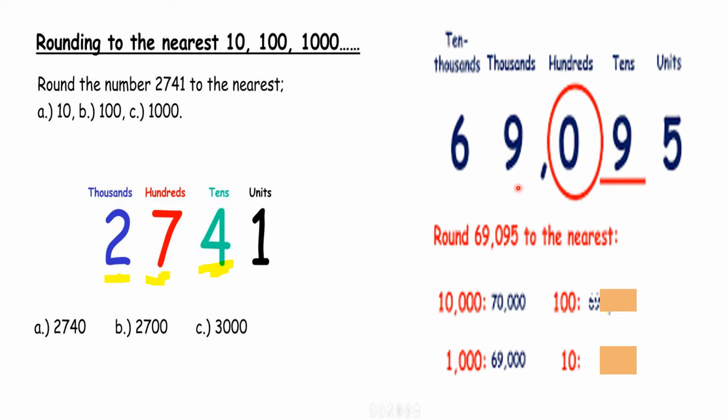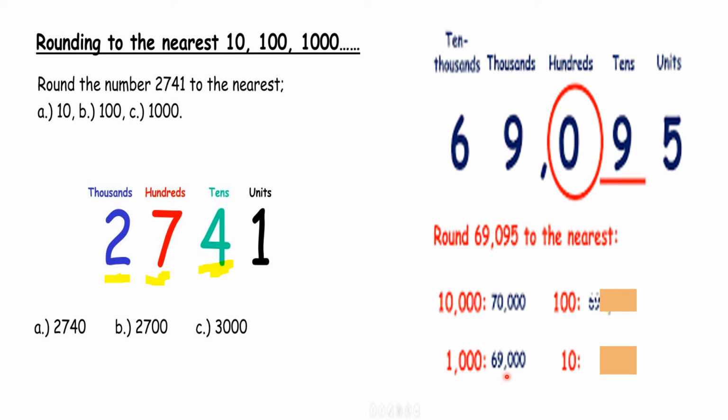Now another example, 69,095. Round 69,095 to the nearest 10,000. Nearest 10,000 means you are going to highlight 6, because it is standing in the 10,000 place. Look at the digit to its right. If it's between 5 and 9, it is 9. So let's add 1 to this. 6 plus 1 is 7, then 0, 0, 0, 0. That means 70,000, which is our answer.